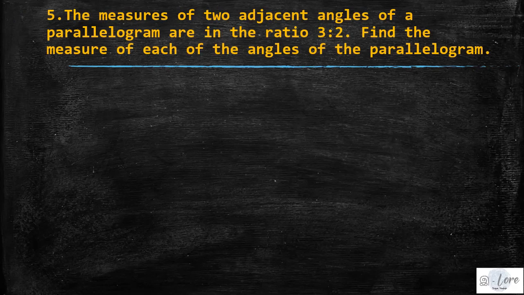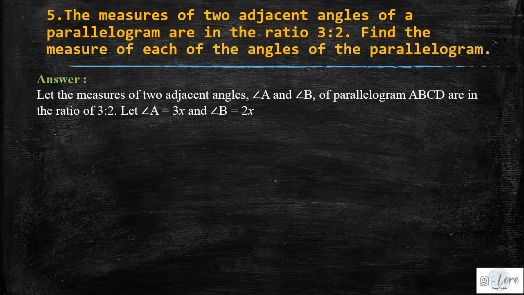Come to the fifth one. The measures of two adjacent angles in a parallelogram are in the ratio of 3:2. Adjacent angles 3:2. Find the measure of each angle of the parallelogram. First of all, we have to draw the parallelogram ABCD. Name it as ABCD, and A and B are the adjacent angles. And we have to give the ratio of 3:2. So A is equal to 3x, B is equal to 2x. Draw the picture to get a clear idea about it.